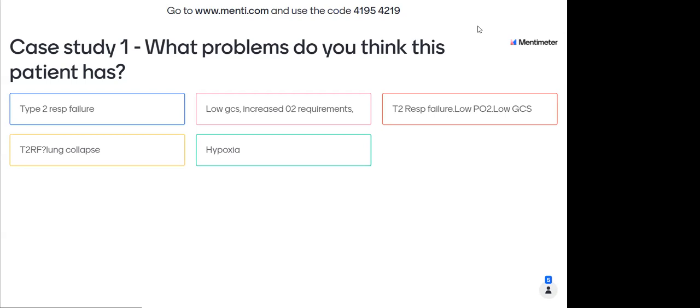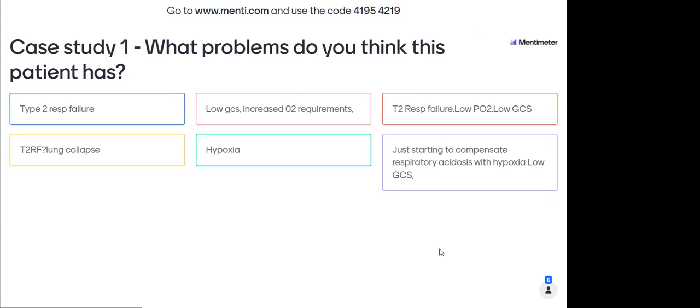So I'll start talking through, summarising some of those problems. We might get a few more coming through, which will be great. Carry on if you've got other ideas. But lots of people picking up there on the type 2 respiratory failure. Quite common as somebody with respiratory muscle weakness is starting to decompensate. They've got a low GCS.